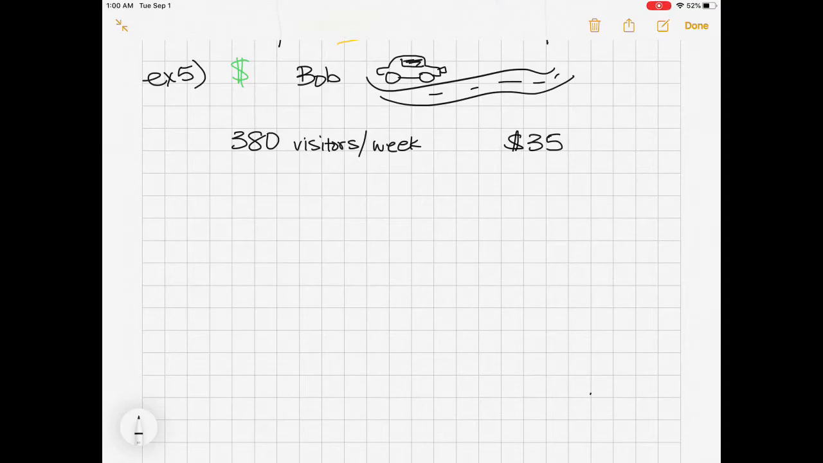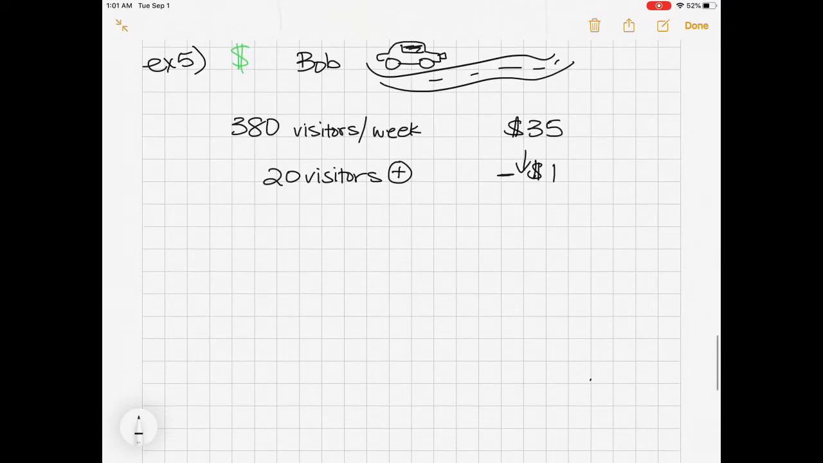So he figures every time he does a special, every time he lowers the cost by $1, he gets about 20 more visitors per week. Okay, so he has more people coming if he lowers his price a little bit. Now, obviously, we don't want to lower his price so much that he has too many people and the lines are too long and it's costing him something, right? So we want to figure out what's that sweet spot. What should he do to really maximize his business and make the most that he can with the most amount of people he can?